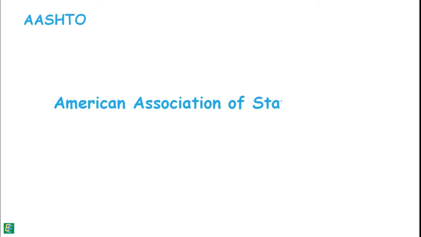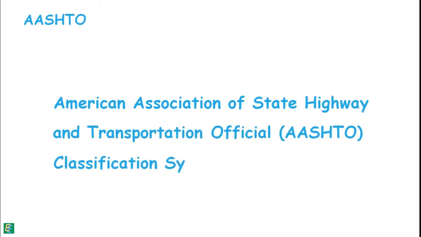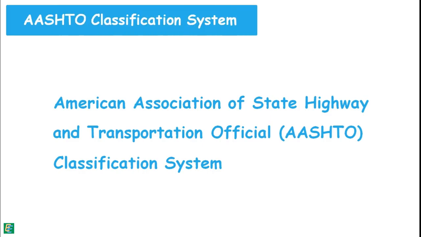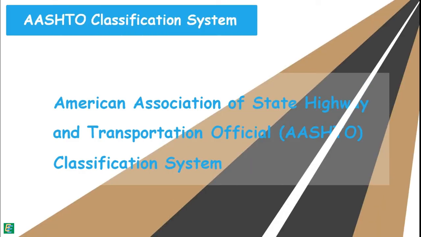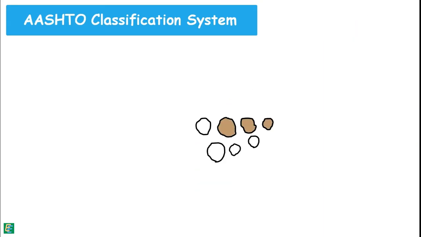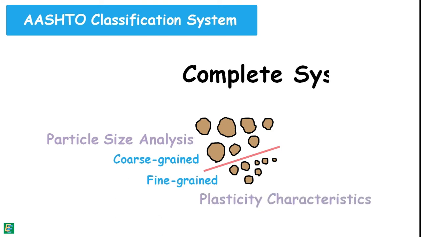AASHTO stands for American Association of State Highway and Transportation Officials Classification System. It is particularly useful for classifying soils for highways. This system classifies both coarse-grained and fine-grained soils using both particle size analysis and plasticity characteristics of soil, which makes it a complete classification system.